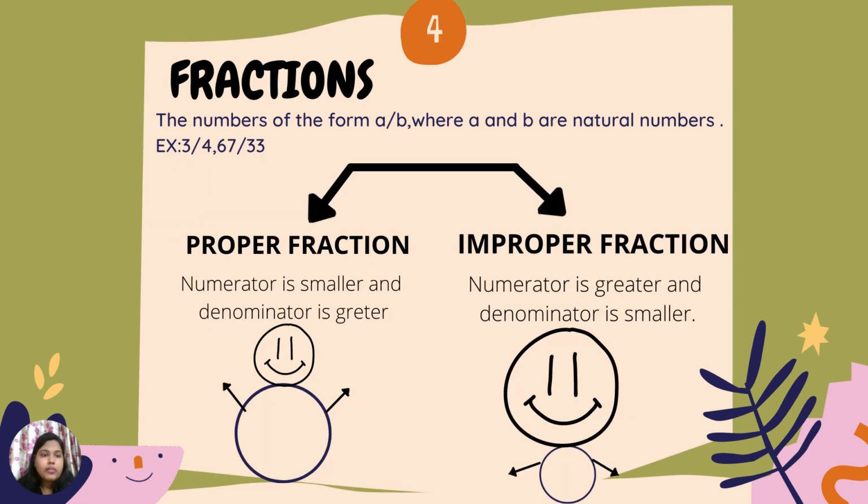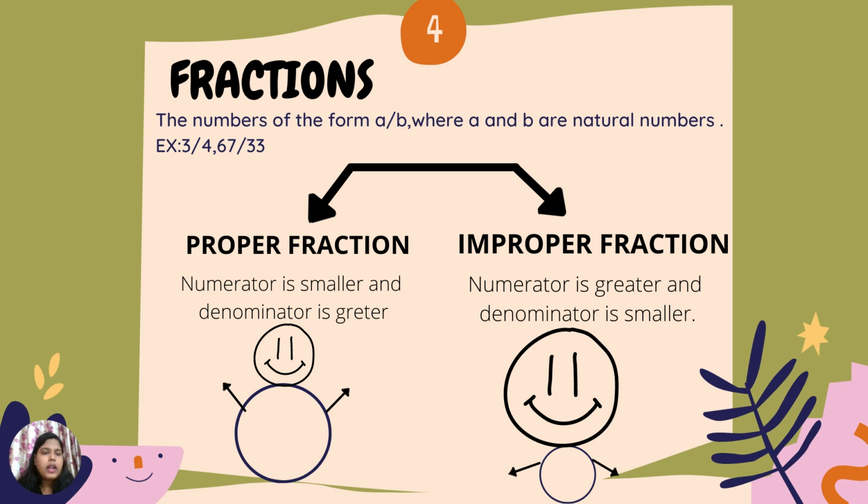Next come fractions. Fractions means the numbers which are in the form of a by b, where a and b are natural numbers. For example, 3 by 4. Here 3 indicates your numerator and 4 indicates your denominator. For example, a divided by b, a indicates your numerator and b will be your denominator. Fractions are of two types, proper and improper. Proper means numerator will be smaller and denominator will be greater. For example, let's take head as numerator and body as denominator.